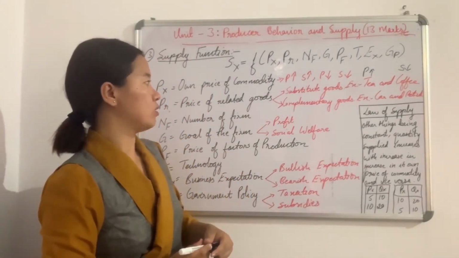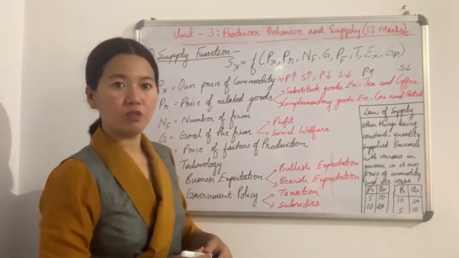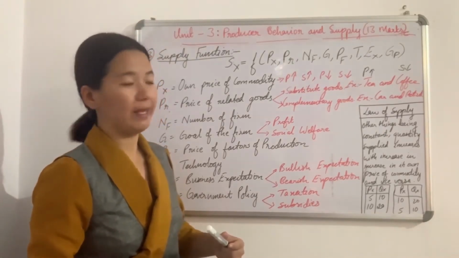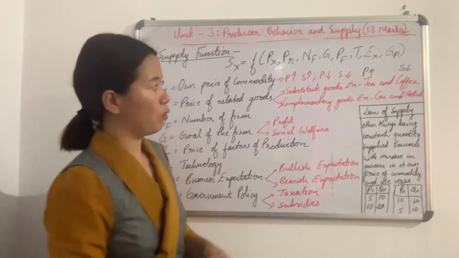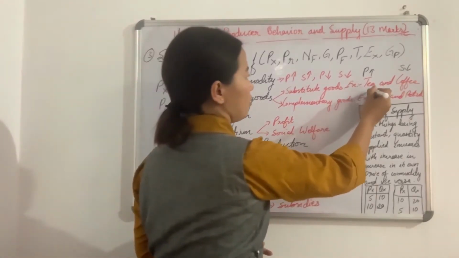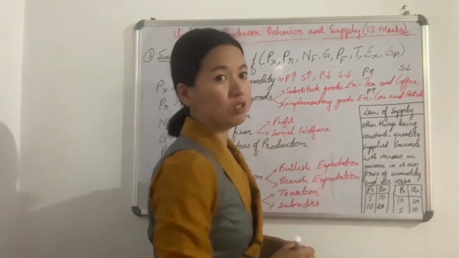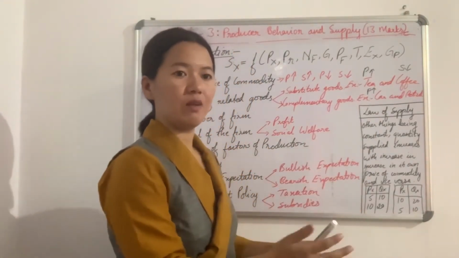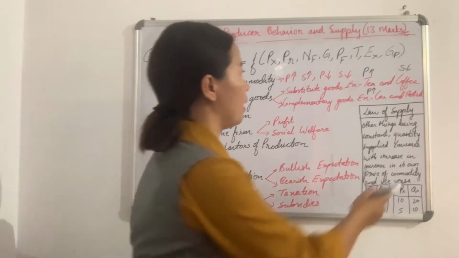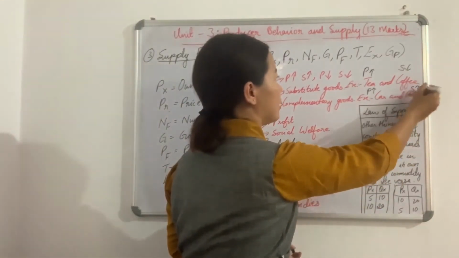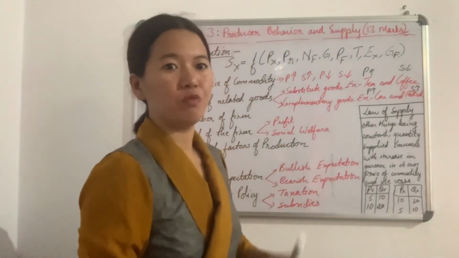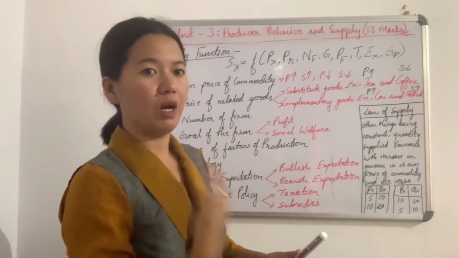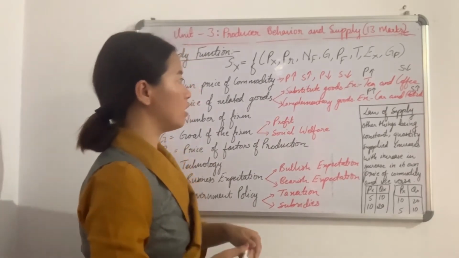So let's go to complementary goods. Complementary goods are those goods which are used together. For example, like car and petrol. Suppose there is an increase in price of car, then the producer would produce more of car, and with car we need petrol. So the supply of petrol would also rise. So this is how the price of one good leads to an increase in the supply of the other good. That is the complementary goods.